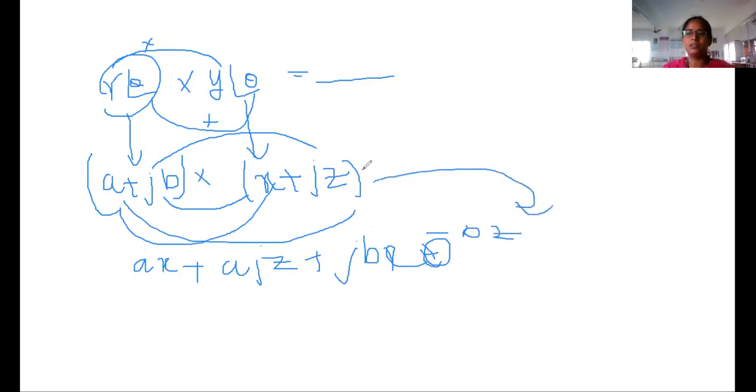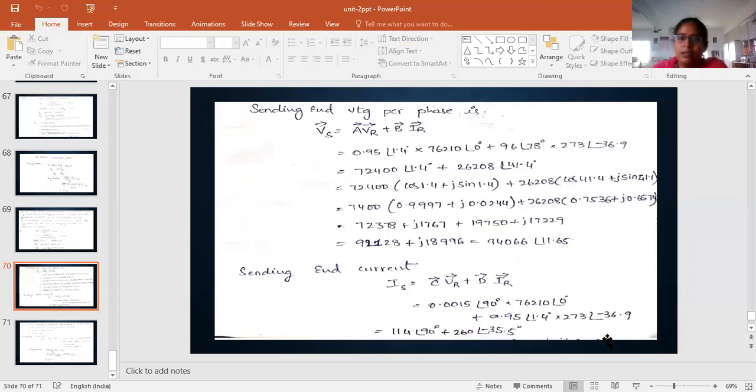Whichever method you use, no problem at all. Any method can be used for the calculation. So finally we get that value as 94,066 at an angle of 11.65.